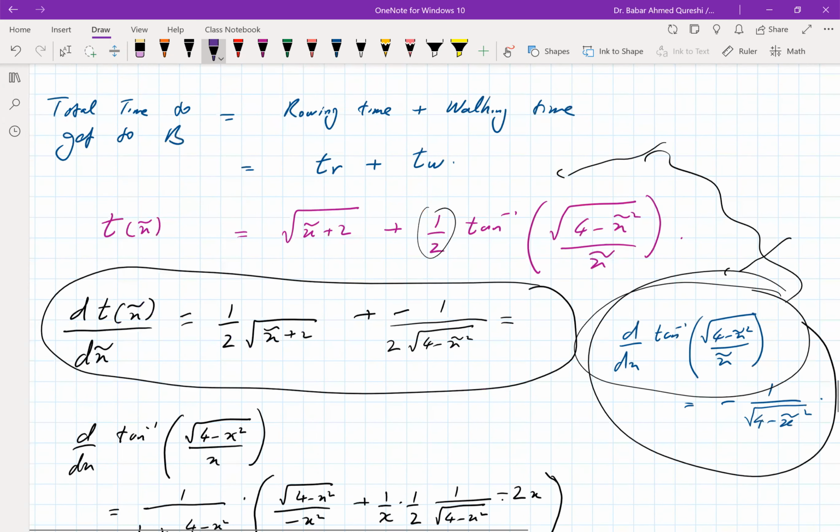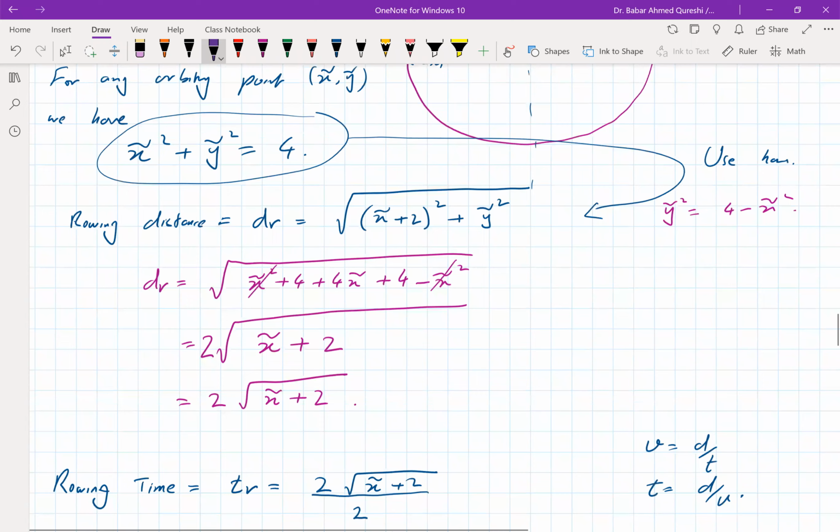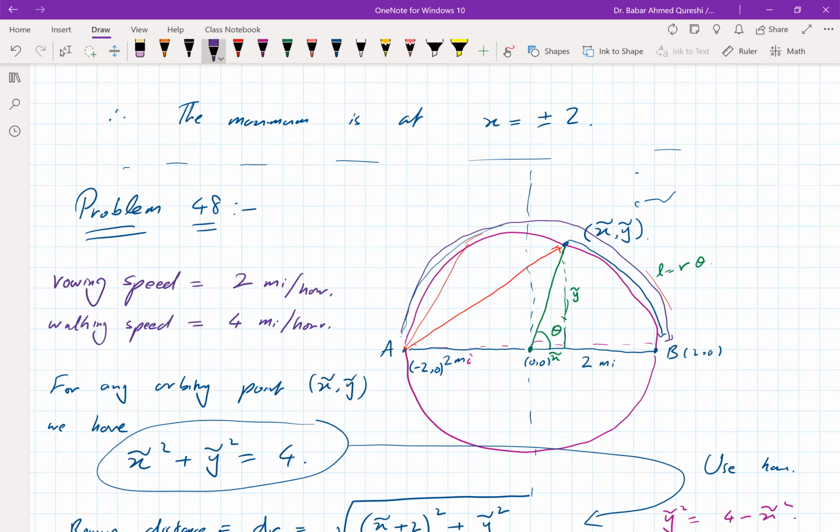So if I look at this figure, minus 2 means, so this is the point up to which you row. So minus 2 means you don't row at all, you just walk. And that's an extrema. That is probably going to be the maximum time taken. So if you take this choice that you're just going to walk, it will take the maximum time. Then the other one is clearly the minimum.